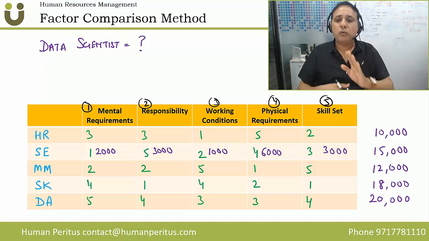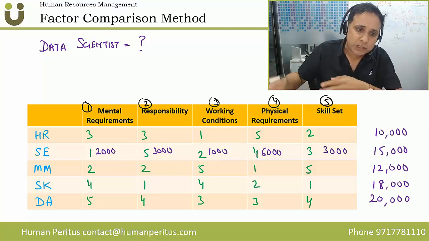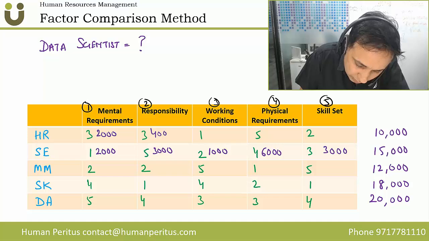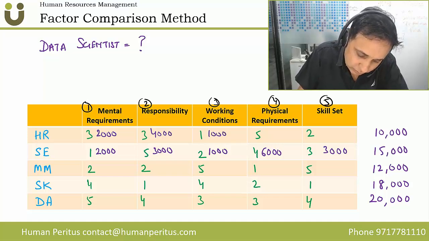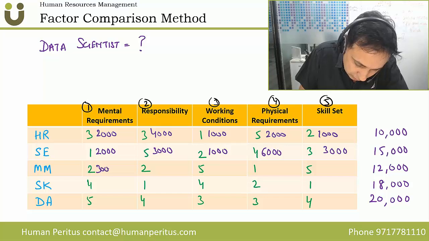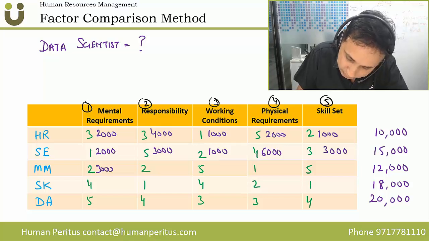Similarly, we'll do it for all of them. So for the 10,000, maybe I'll allocate this 2,000, and this is based on our individual judgment in our organization. And you have to excuse me if the sum is not adding up rightly. You can do that yourself.